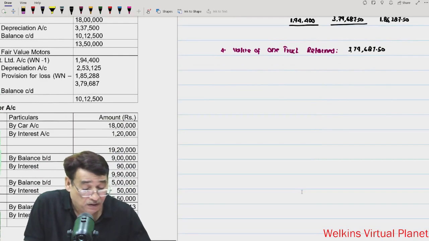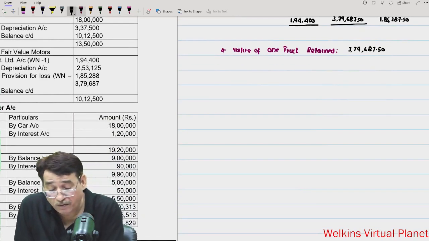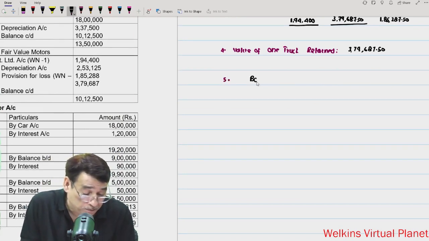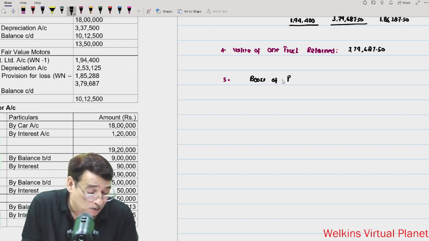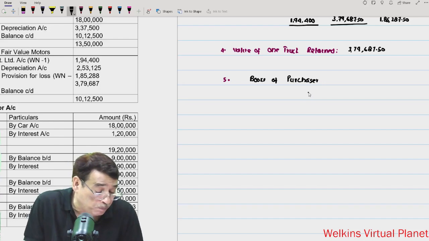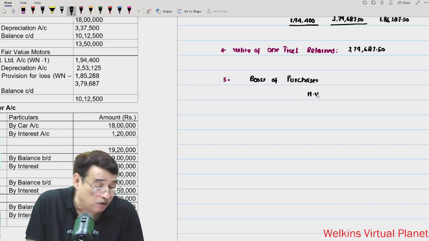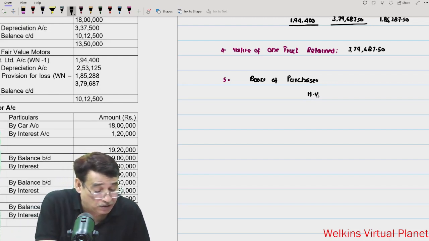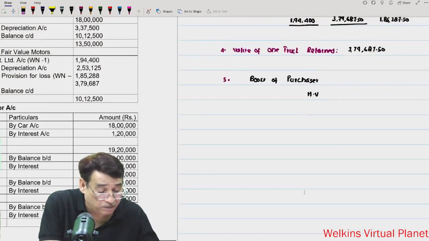Then, fifth, books of purchaser. As far as purchaser is concerned, purchaser is going to prepare hire vendor account and of course car account. Purchaser, the name is Shiv Kumar in this case.